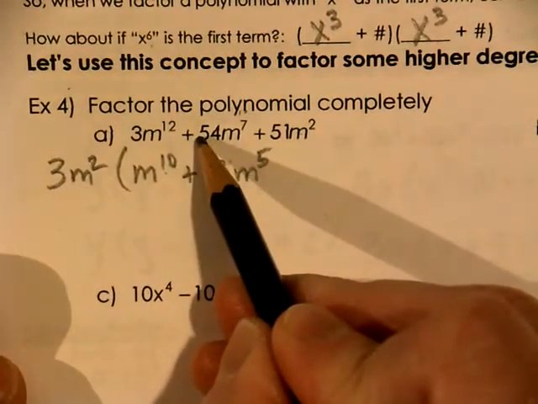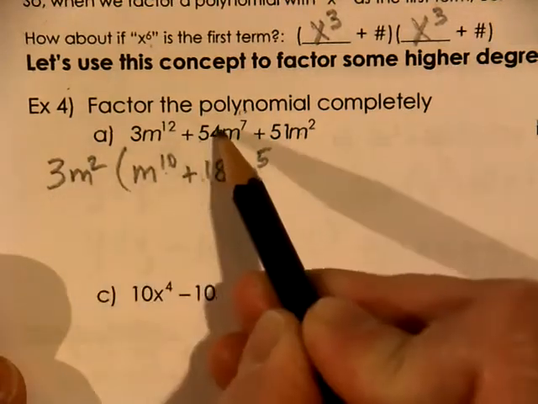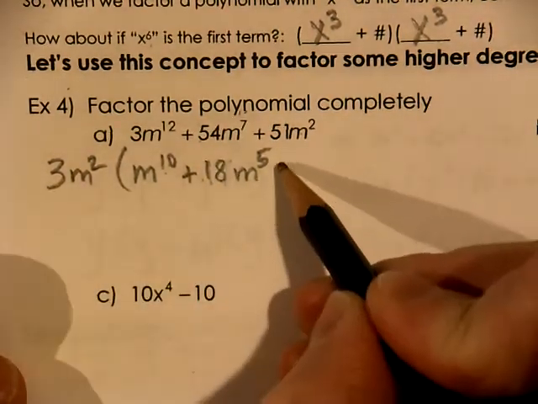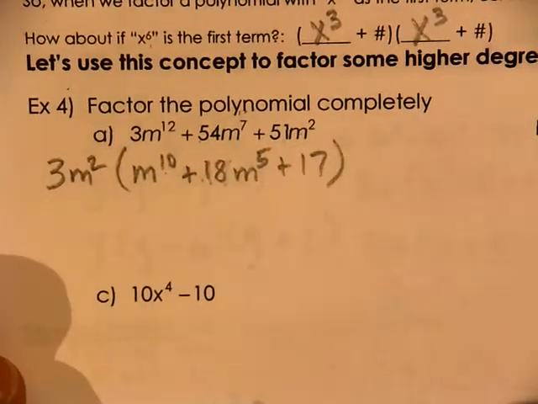Three goes into 5 one time, with 2 left over. 3 goes into 24 8 times. This is your 17. 3 times 17 makes 51.